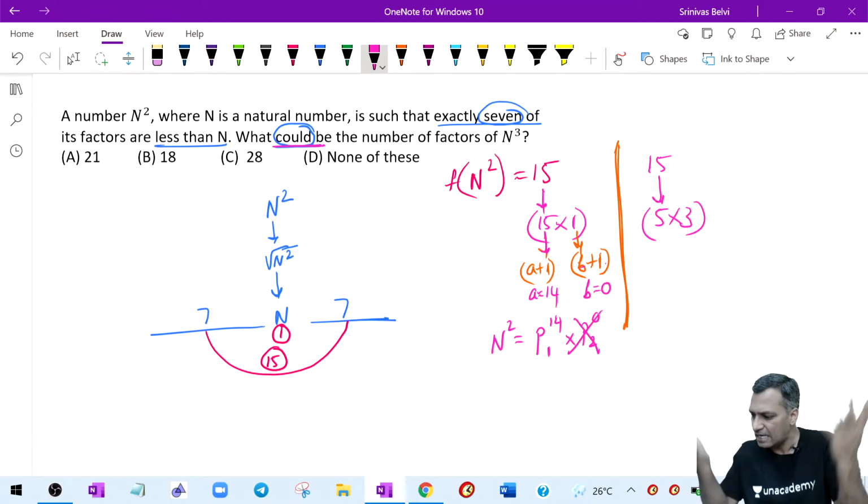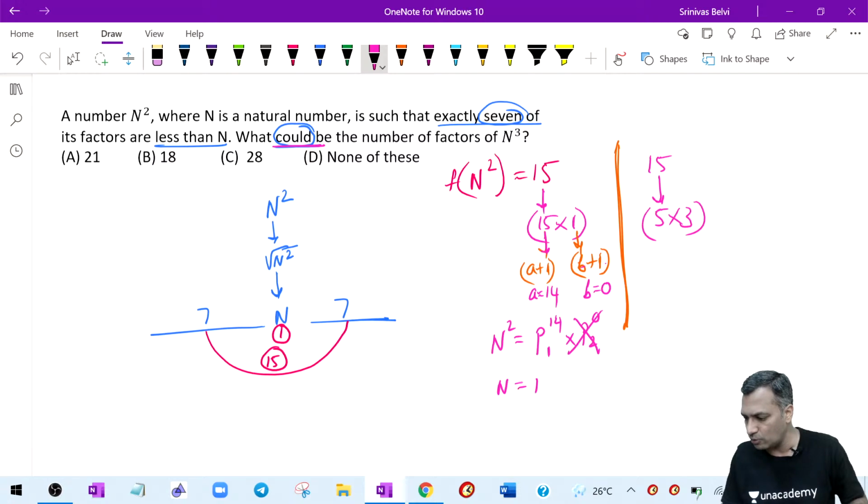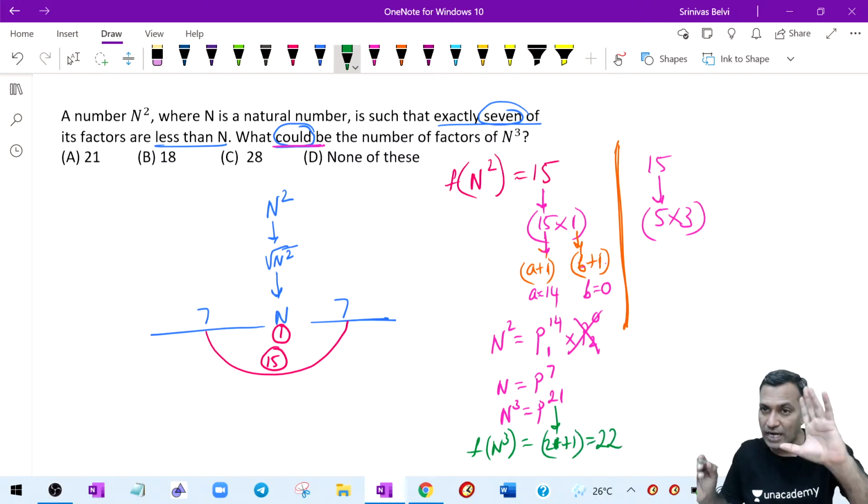Let me not worry about that. Prime 2 does not exist. N square is equal to prime 1 raised to power 14, which implies n is equal to prime raised to power 7. N cube is equal to prime raised to power 21. Therefore, factors of n cube is equal to 21 plus 1, which is equal to 22. That is one side of the answer.